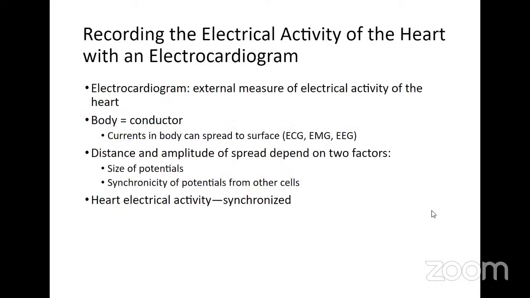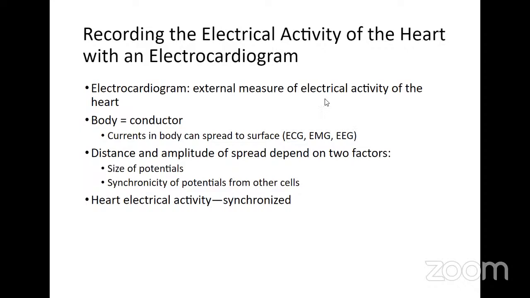Okay. So this is an external measure of that electrical activity in which your body is acting as a conductor. So the currents in the body are spreading through the body, which is mainly water, spreading to the surface. And then you can actually sense them on the surface and do some math and some triangulation to figure out where that electrical current is and when. So this is how a lot of different electrical signal recordings work. ECG and EKG are the same thing. The K just comes from how you spell cardio in German.